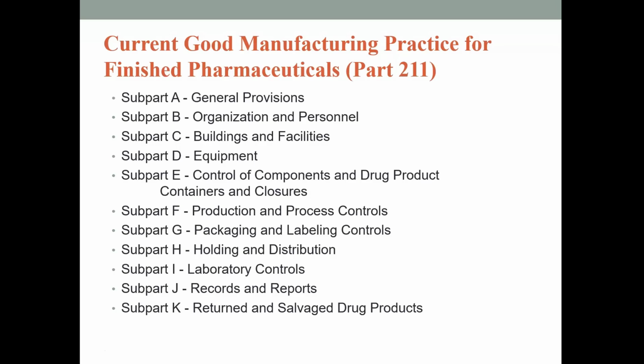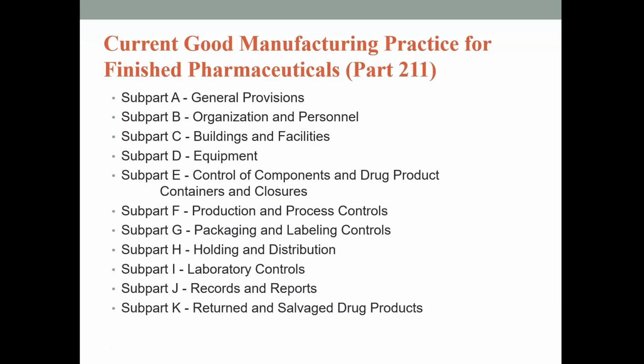Control of components and drug product containers and closures. These are obviously really important, again, for the risks of mix-ups or contamination. They need to be closely controlled and monitored. Production and process controls, then, covers how you manage your process, what SOPs you need to have in place, and what standards you need to have set up.